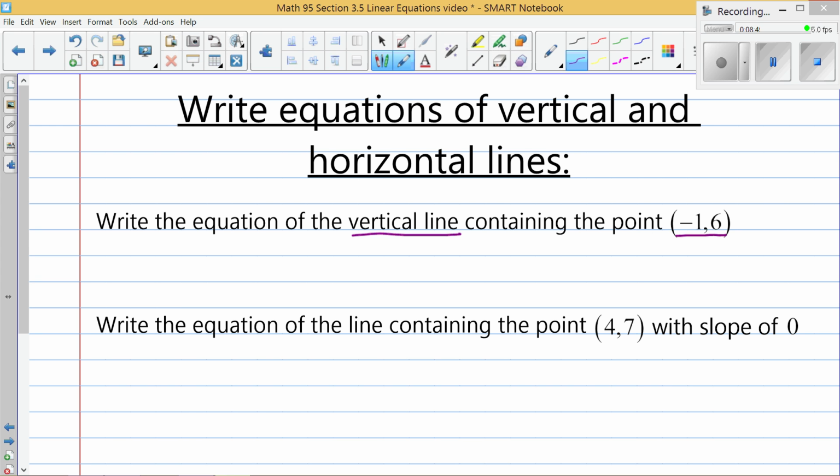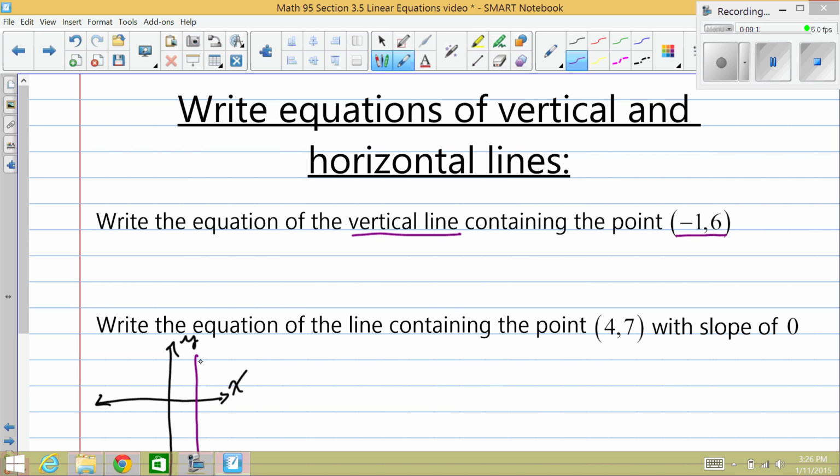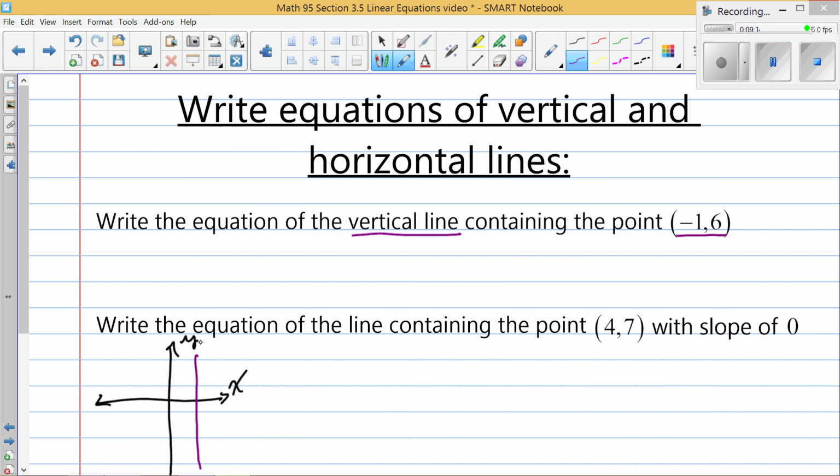If I have a vertical line, I look at my axes here. So just do a quick sketch. Here's my y, here's my x. If I have a vertical line, that means that its horizontal distance from the y-axis is always the same. In other words, its x value is always the same value. So the equation of a vertical line is always x equals some constant.